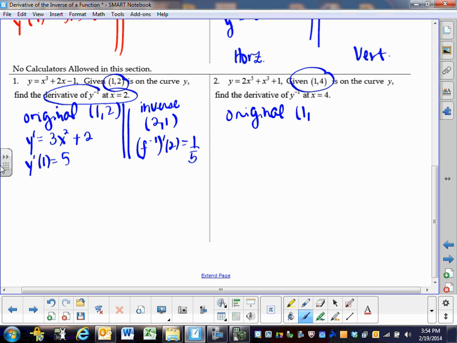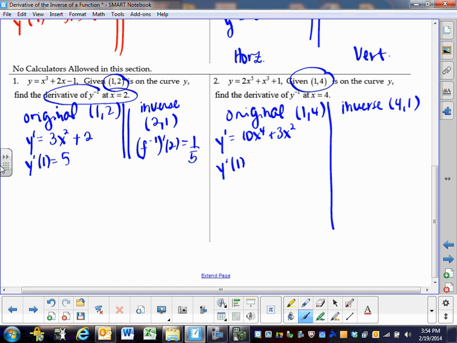Okay, so we're not doing calculators on this part because I'm giving you the point. So if I'm giving you the original point, the original point (1, 2), the original derivative is 3x squared plus 2. The original derivative at 1 is going to be 3 plus 2, so 5. That means that the inverse has the point (2, 1). So the derivative of the inverse at 2 is the reciprocal, 1/5.